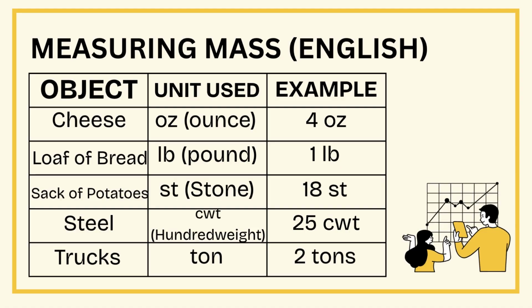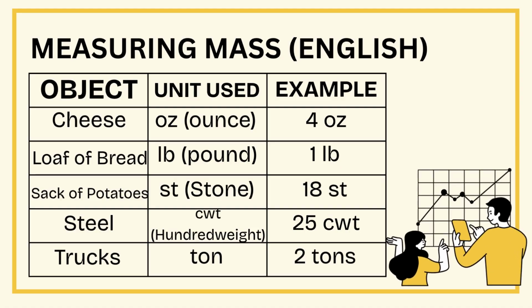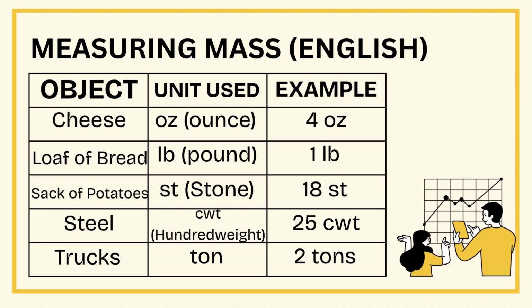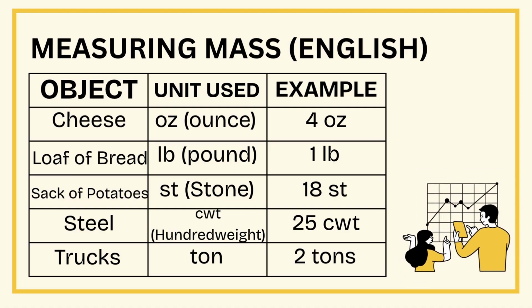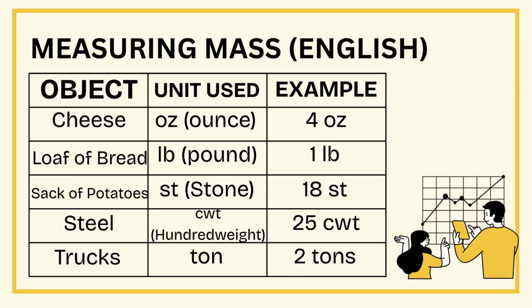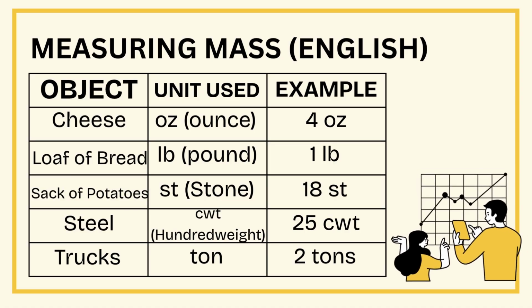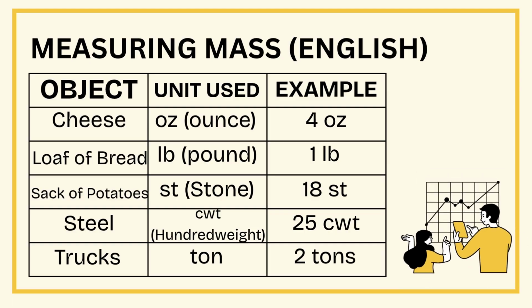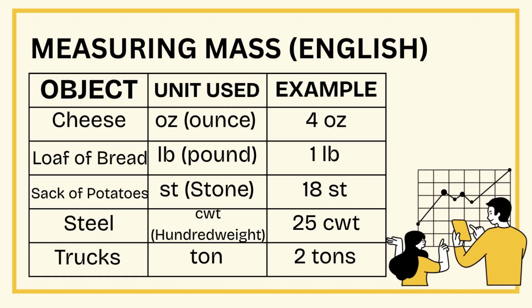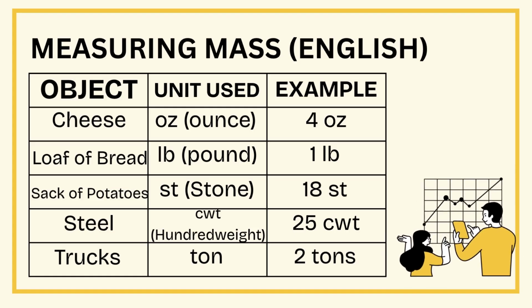Lastly is the ton. Its exact value depends on the system being used. A US ton, short ton, is 2,000 pounds, while a British ton, long ton, is 2,240 pounds. The metric ton is 1,000 kilograms, or about 2,204.6 pounds, and is the standard in most countries.